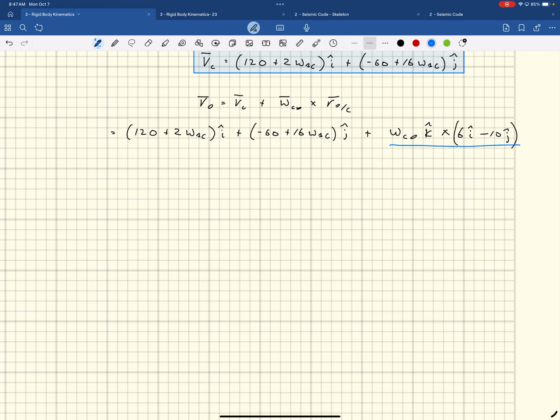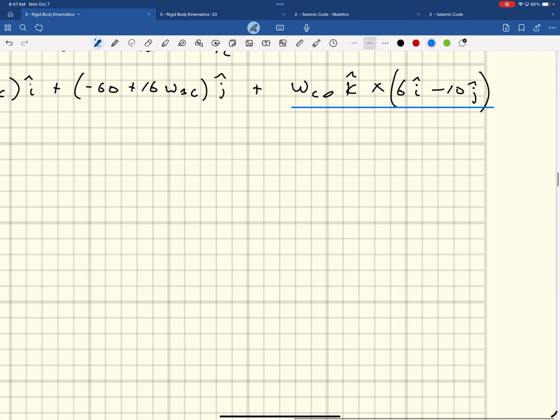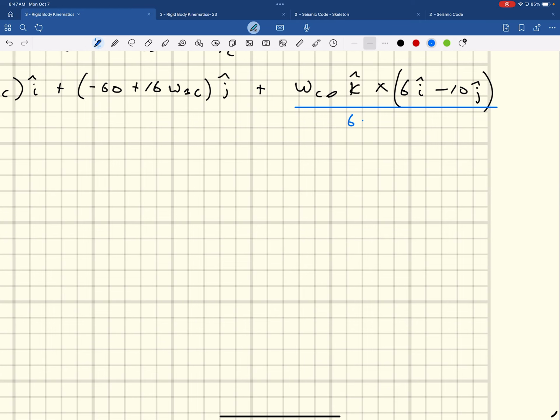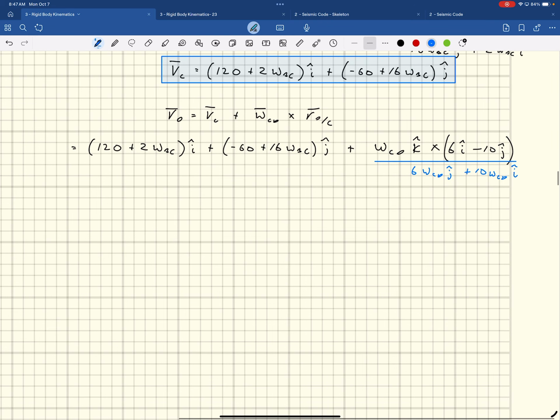You carry out that cross product, and the answer there is 6 omega CD in the J plus 10 omega CD in the I. Make sure you can do these cross products any way you like. I'm not going to spend any more time on the right-hand rule, but you either do the right-hand rule or do it with your calculator. That's that. And then again, you lump all your I's and all your J's.